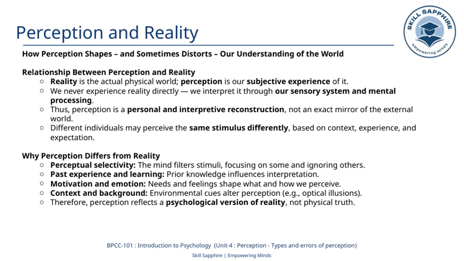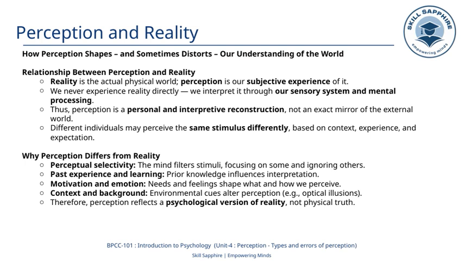Now, because of this, different people can perceive the same stimulus very differently. Our perception depends on many factors like context, past experiences, and what we expect to see or feel. For example, two people might see the same object but interpret it differently based on their background or current state of mind. So why does perception often differ from reality? Well, one key reason is perceptual selectivity. Our minds filter incoming stimuli, focusing on some things while ignoring others. This helps us concentrate on what's most important, but can also lead us to miss or distort other details.